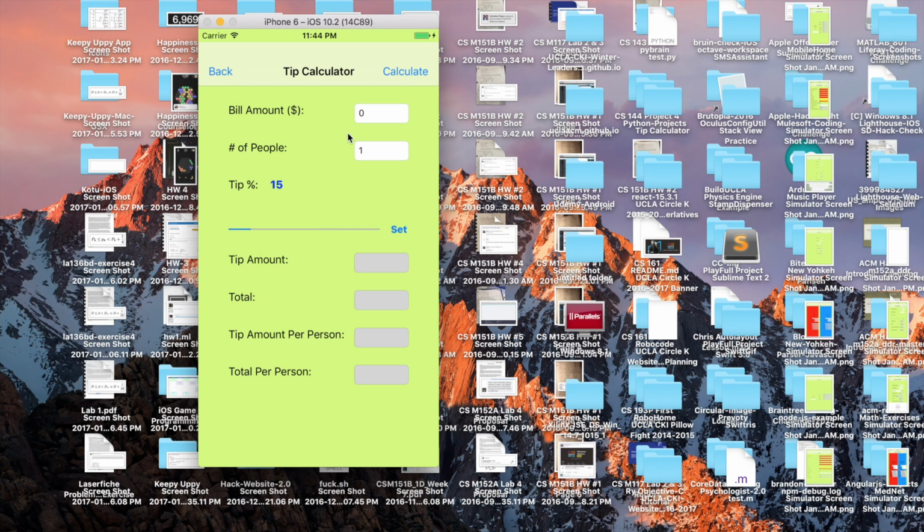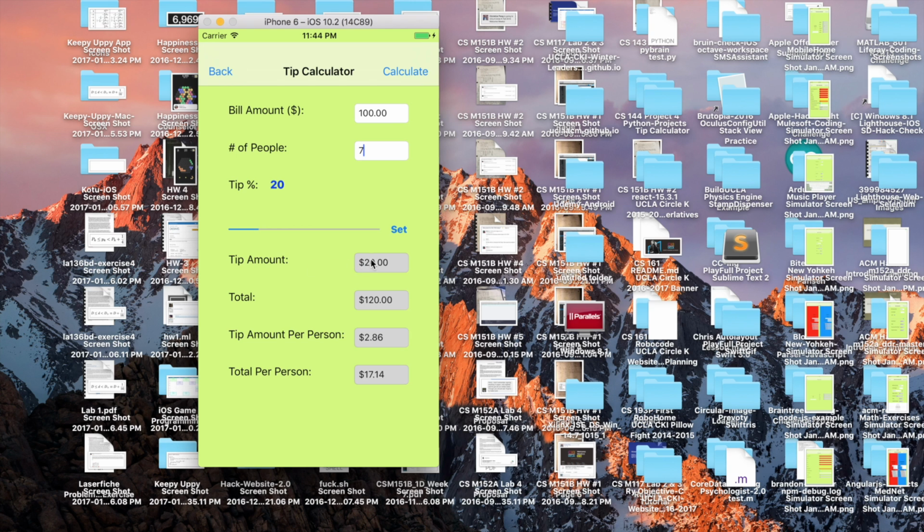You're able to calculate the amount of tip you have to pay as soon as you receive your bill at the restaurant. So let's say you have to pay $100, very expensive meal. You have a party of 7 people, and you want to each pay 20% tip. So we'll drag down this picker view over here. Let's set this value and then hit calculate.